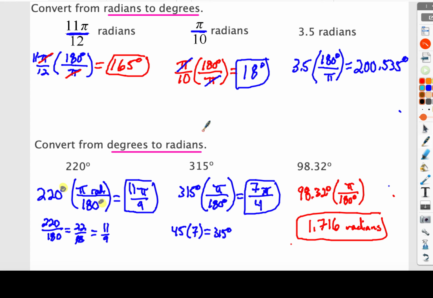I hope that helps you with converting between radians to degrees or degrees to radians. Remember, take advantage of 180 degrees being equivalent to pi. The one you're getting rid of goes in the denominator, and whatever you're introducing, whatever you're trying to convert into, should be in the numerator.